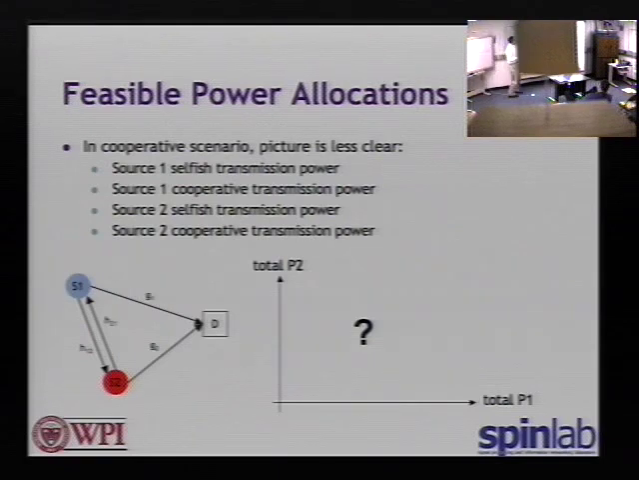Now the problem is I have four places to put my power. The two nodes can put some power into the selfish part of their transmission and the cooperative part of their transmission. The question we're going to ask today is not how much they should put into each of those, but what are the feasible combinations of cooperative and selfish power? And what's the definition of cooperative versus selfish? Is it the bit streams, the information streams that they're signaling? It's back to that first sort of animation that I had. Yeah.